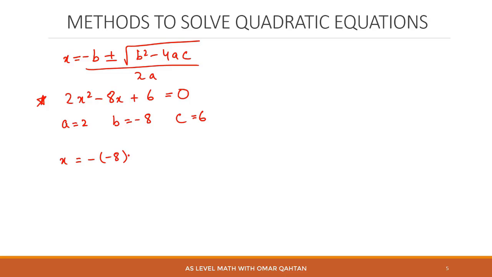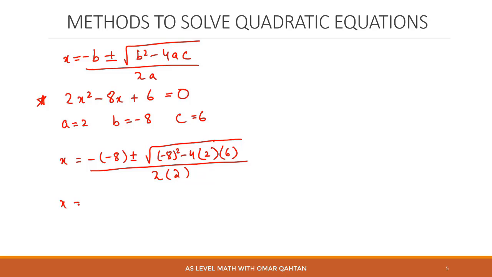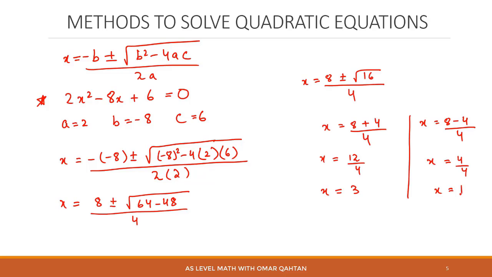So minus 8 plus minus square root minus 8 whole square minus 4 times 2, the c is 6, upon 2a, it's 2 times 2, so x is equals to. Alright, in this way we'll be able to find the values of x by using the quadratic formula.